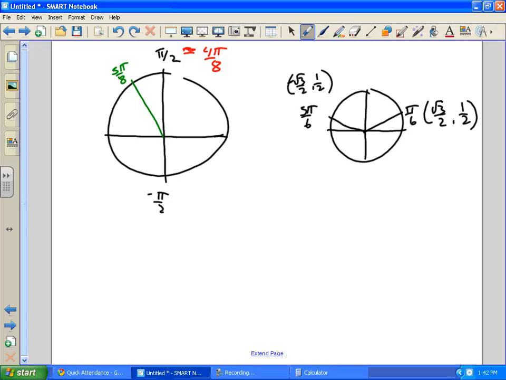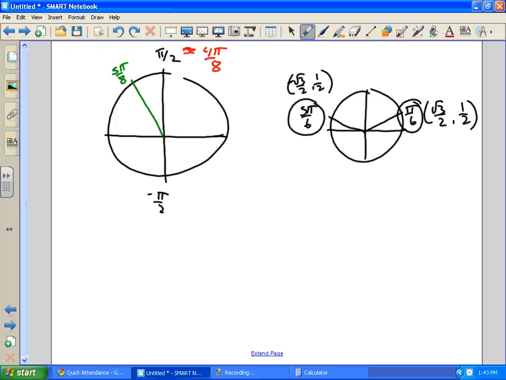Correct? And what is the relationship between 5 pi over 6 and pi over 6? Aren't they complements of each other? Really, no, they're supplements. Sorry, aren't they supplements of each other? Pi over 6 plus 5 pi over 6 is pi, which is a supplement.